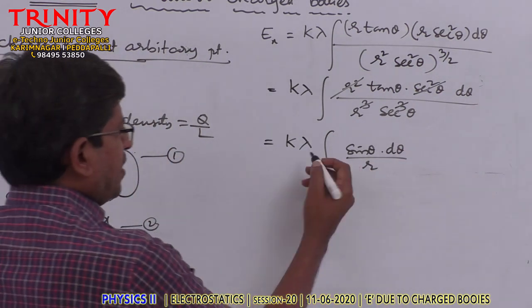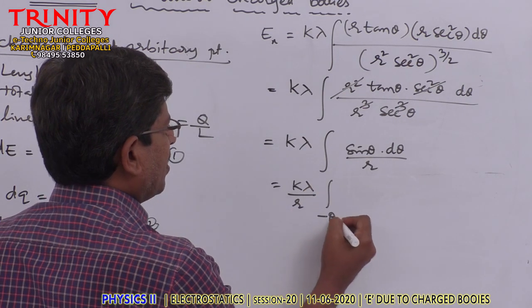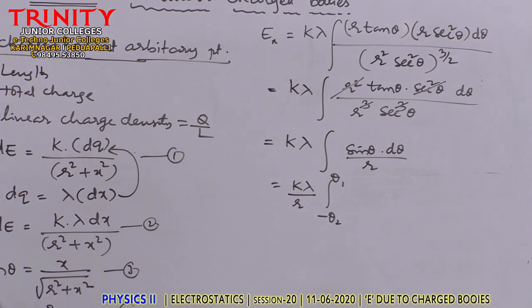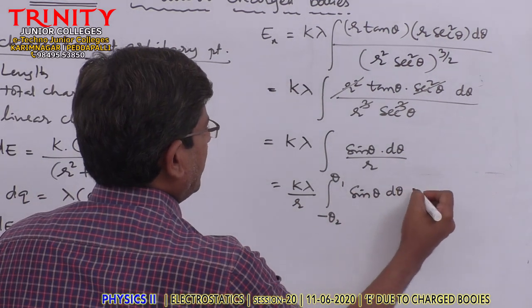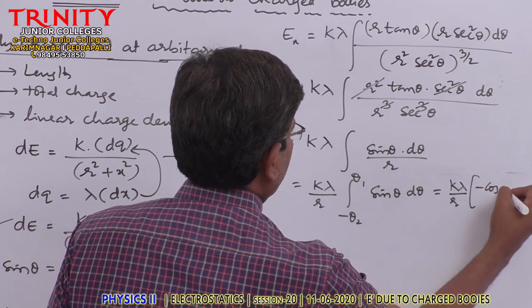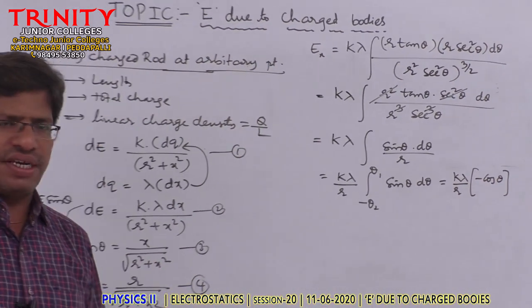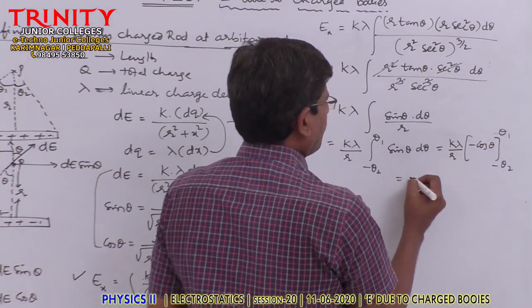And this r you can take out of the integration, k lambda by r, integration is done from minus theta 2 to plus theta 1. You can either take minus theta 1 to plus theta 2, it doesn't make any difference, right? So, sin theta d theta. The integration of sin theta is nothing but minus cos theta. So, this will be from minus theta 2 to plus theta 1.